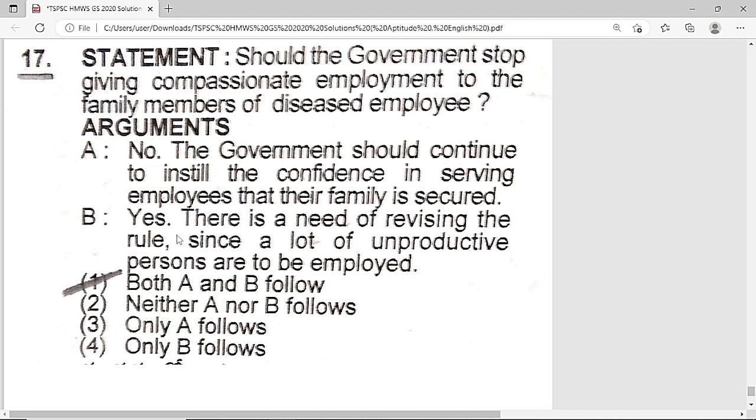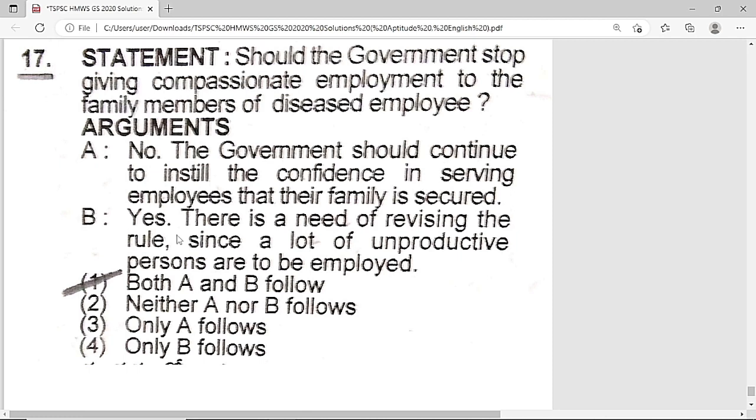Suppose a government employee, a family person, has died, then that job is given to one of his family members. It is a compensation like that. So the statement is, should the government stop giving compassionate employment to the family members of the deceased employee? So this is a statement. So what are the arguments?